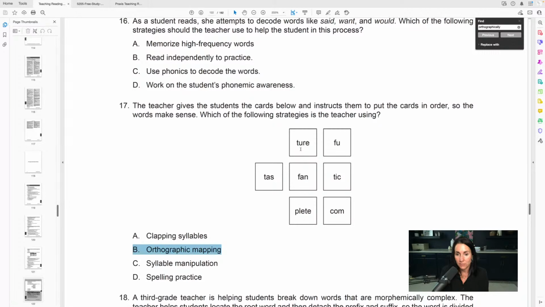This particular one, you can see they're broken up by syllables. Future, fantastic, complete. That's why it would be syllable manipulation. It's not clapping syllables because you don't need the cards to clap syllables. Syllable manipulation is going to be pushing those cards around.